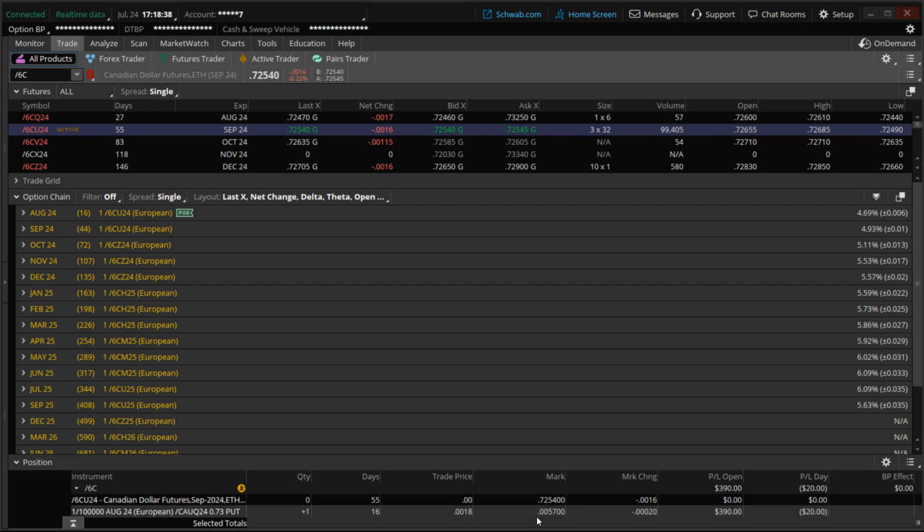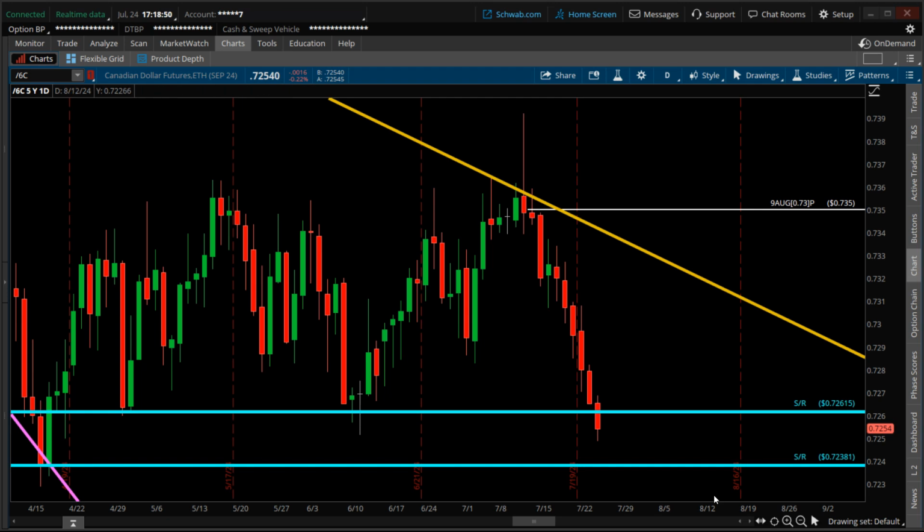The option premium is quoted at 0.0057, where I entered at 0.0018. With 16 days remaining, and again, there's not that much room left, I don't know if I can drag this trade out even lower. I don't want to get too greedy, expecting price to come down and retest this lower support level.